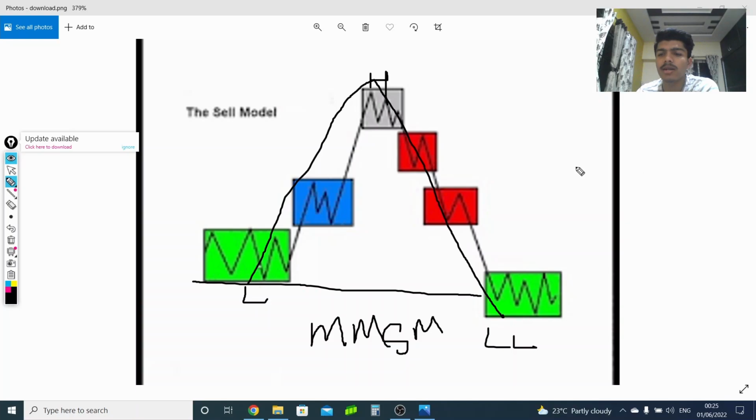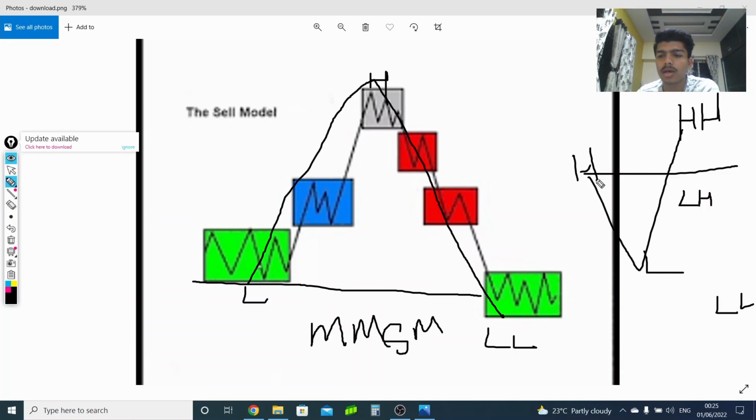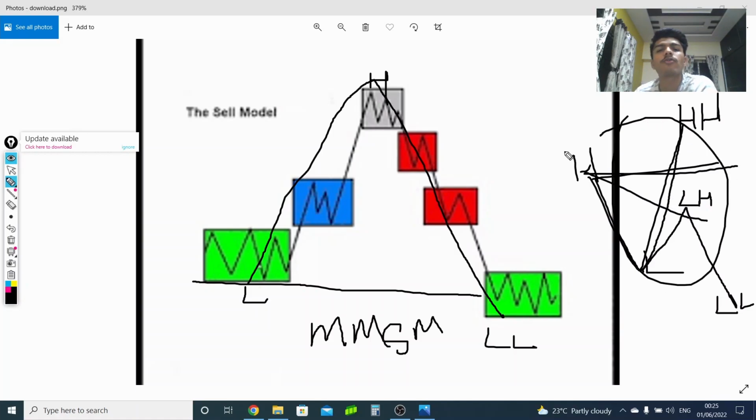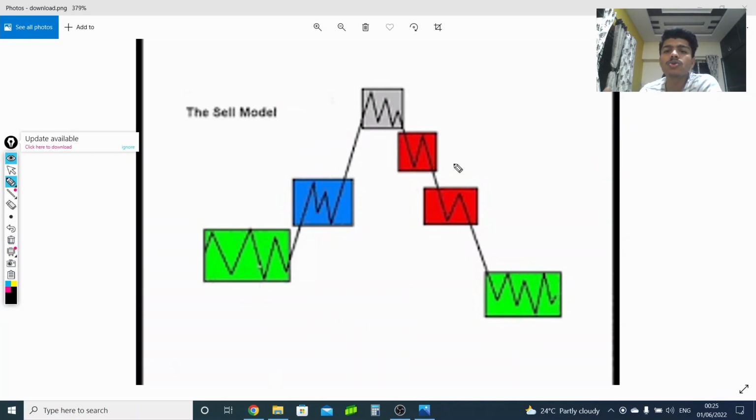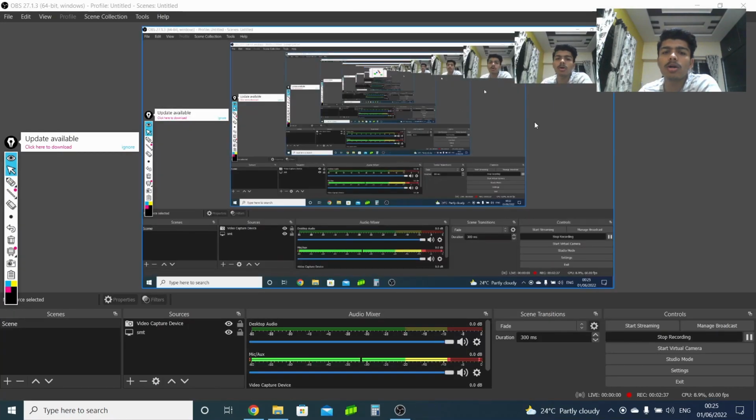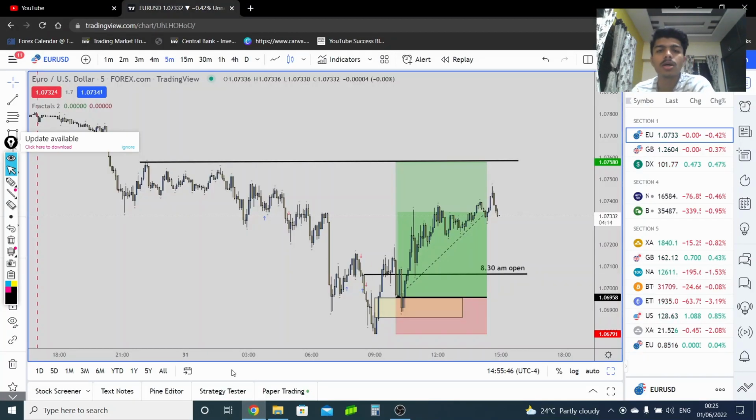Similarly, on the buying side, when you have a high, a low, and a higher high, this is completion of the market maker buy model. Because if the market wants to go down, it has to create a lower high and a lower low: high, low, lower high, lower low. But instead of creating a lower high, the market is creating a higher high. This is completion of the market maker buy model. So once you know this concept, how do we use it?